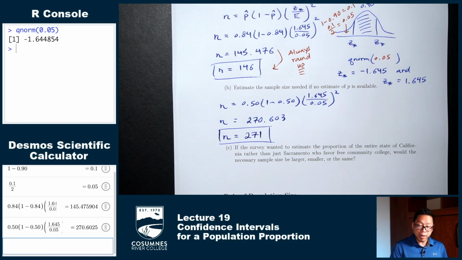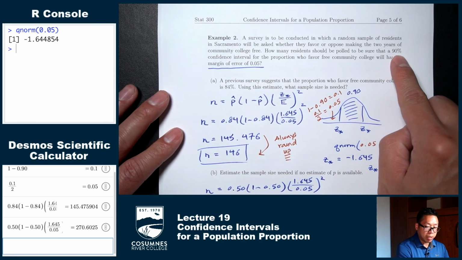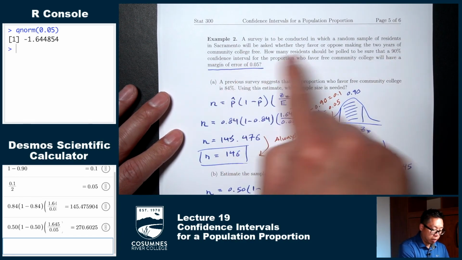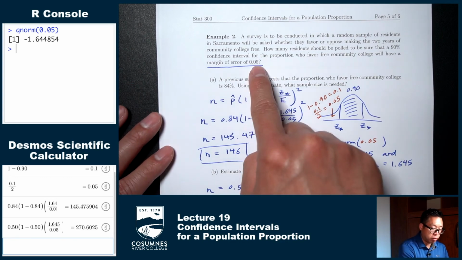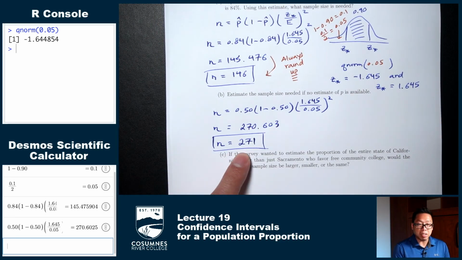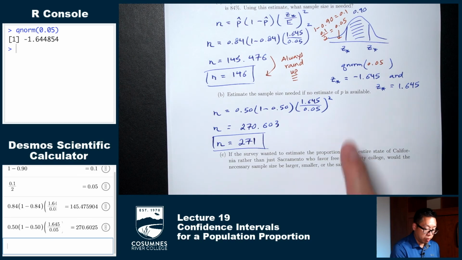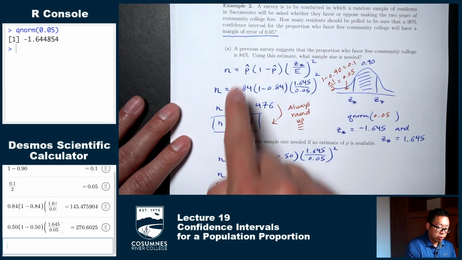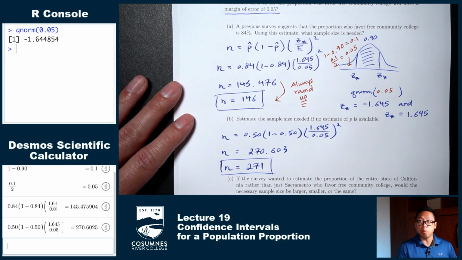Okay, so when we're planning this study, if we're going to use a 90% confidence interval and we want a margin of error of 0.05, we would need to ask 271 people if we don't know anything about P. If we do know something about P, we would need 146 people.